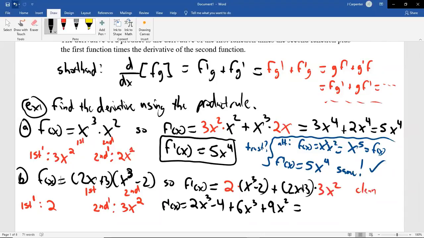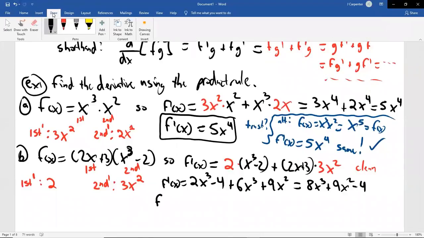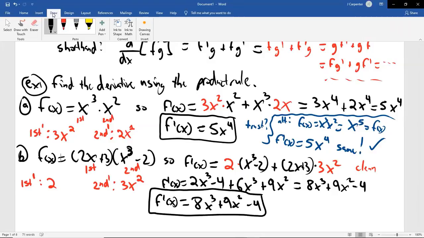And then if you have any like terms, you combine them. 2x cubed, 6x cubed, that makes an 8x cubed. Then we have a 9x squared, so plus 9x squared, then the minus 4. So f prime of x is equal to 8x cubed plus 9x squared minus 4. That's the derivative of the original function.